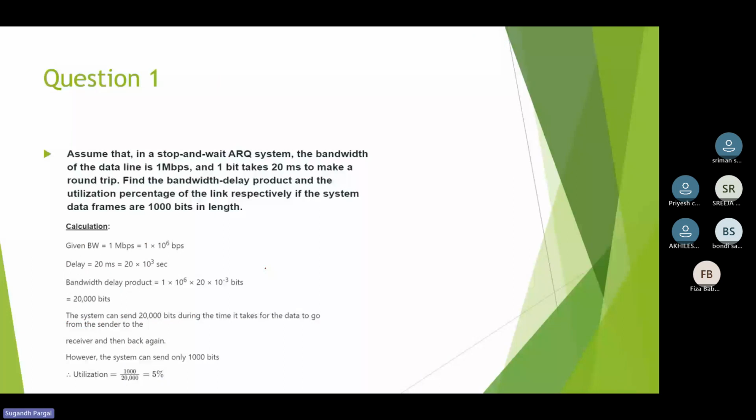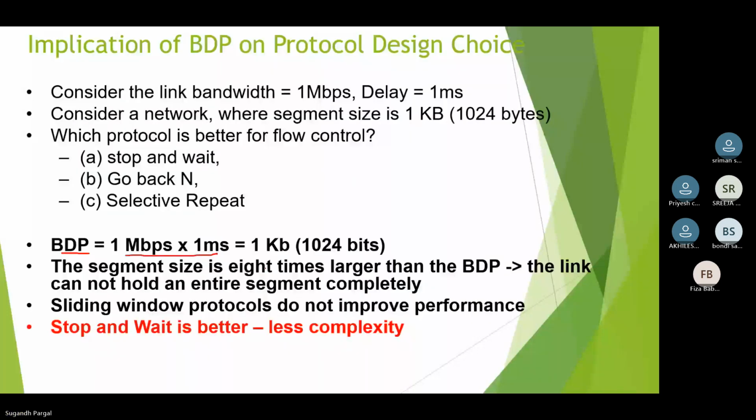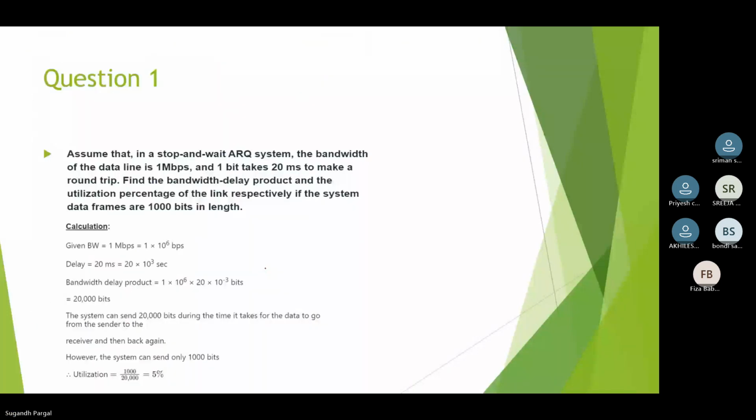Now we will solve certain questions similar to this. Assume that in a stop and wait ARQ system, the bandwidth of the data line is 1 Mbps and 1 bit takes 20 milliseconds to make a round trip. You have to find the bandwidth delay product first and the utilization percentage of that link, if the system data frames are 1000 bits in length.